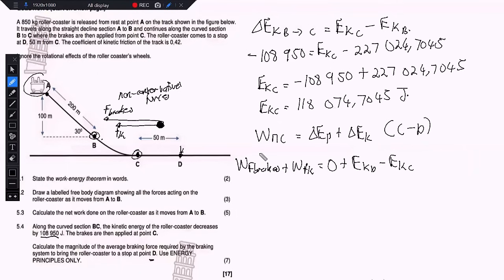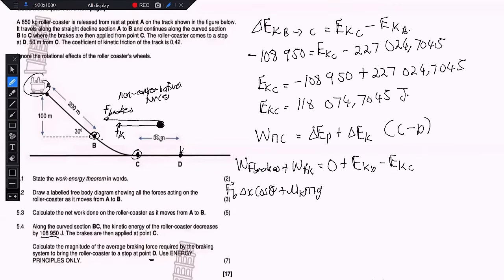Now, we are to further break this down. The work of the brakes becomes FB delta X cos theta. But then FK once again will be mu K times mg.